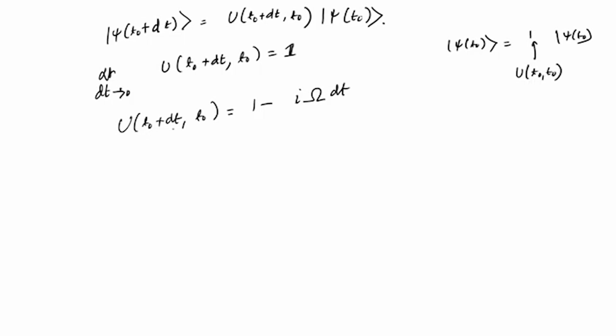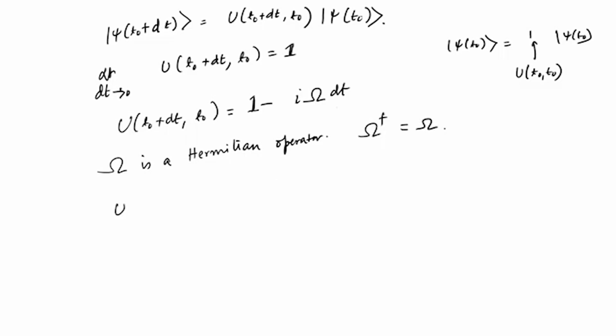So going from t0 plus dt to t0, U is 1 minus i omega dt, and so omega has to be a Hermitian operator. Why is omega a Hermitian operator? Because we have U to be a unitary operator. So that is why it has to be a Hermitian operator, because you understand again this is not really 1, but it is like a 1, an identity matrix, and so this means that omega dagger is equal to omega.